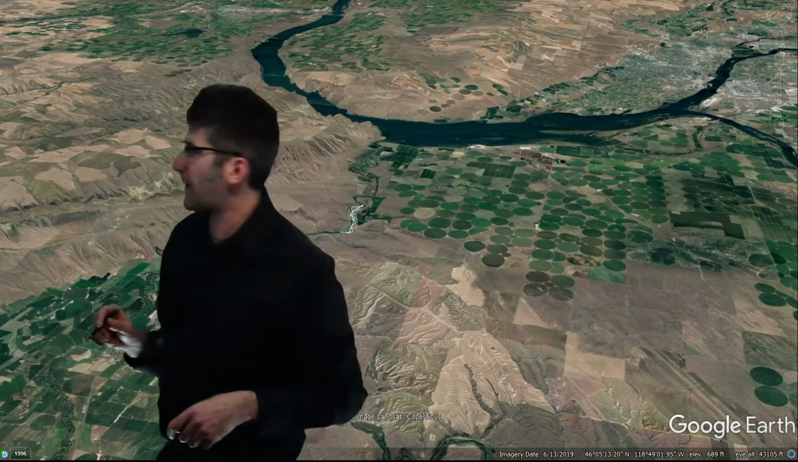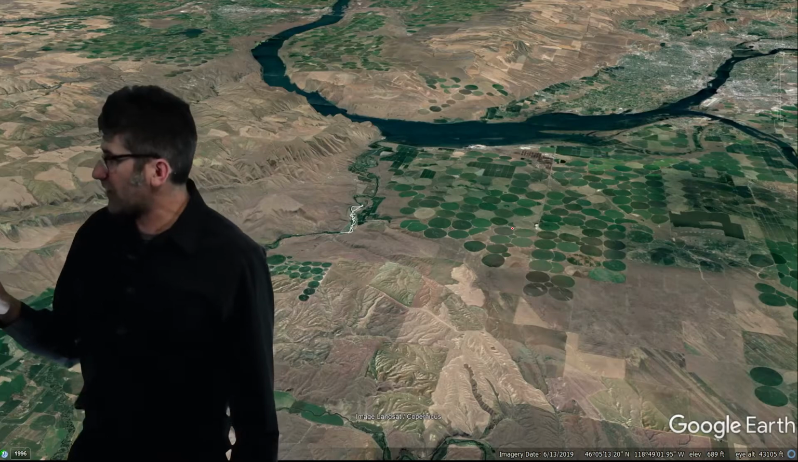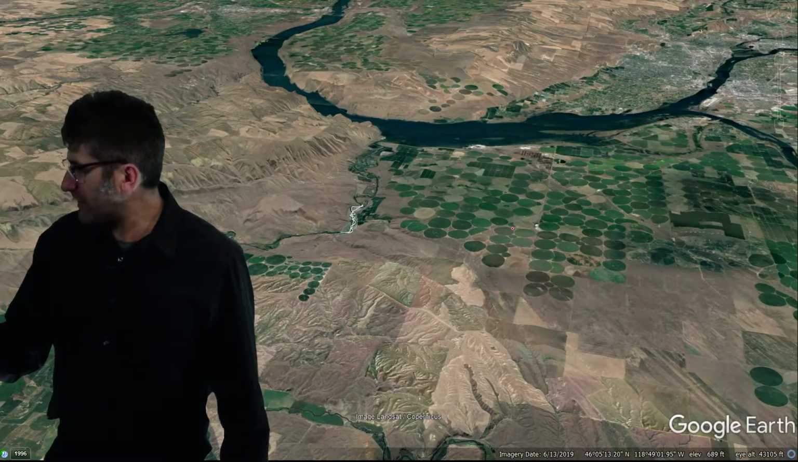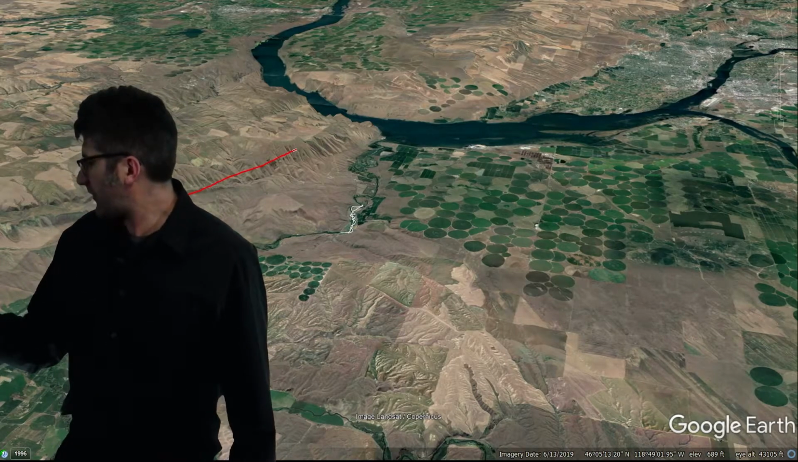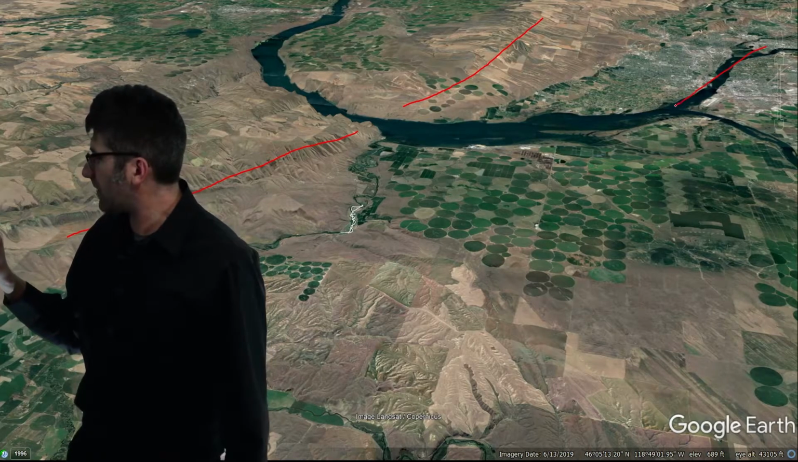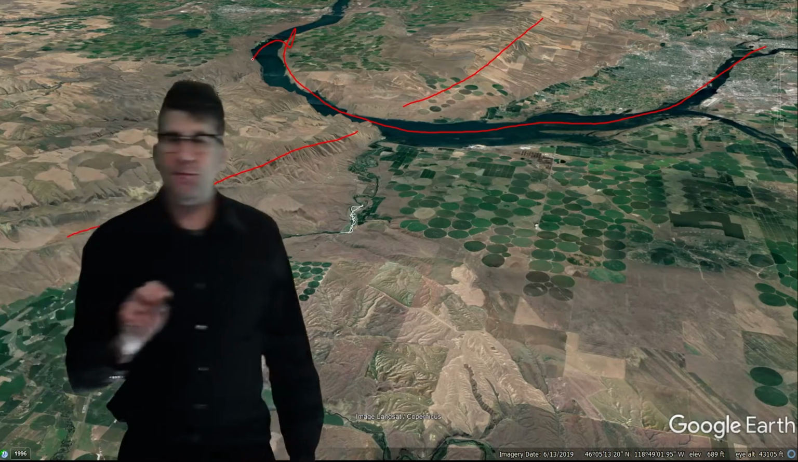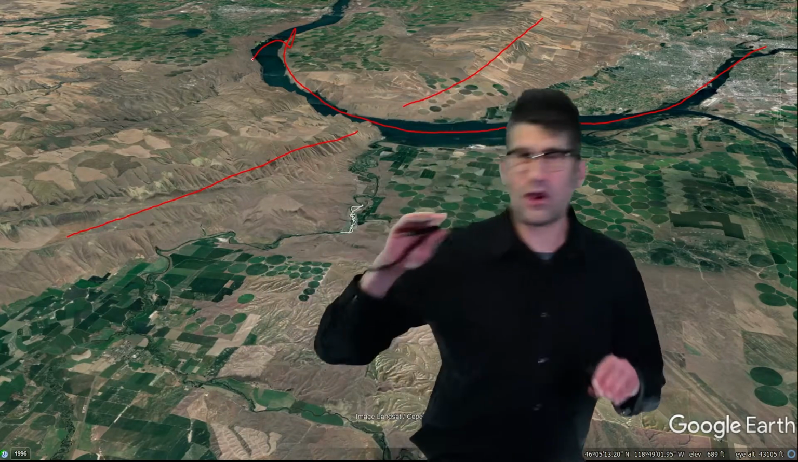So a classic example of this would be right in our backyard, the Horse Heaven Hills, which is essentially an anticline that goes north-south. And so here are the Horse Heaven Hills right here. And then look at the Columbia River. The Columbia River looks like it could care less about the Horse Heaven Hills. It flows right through them.